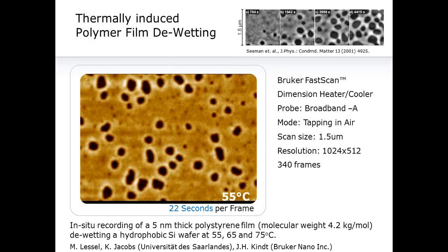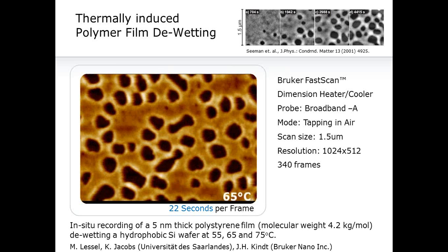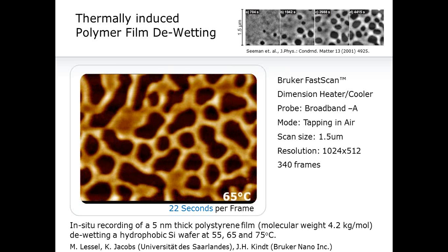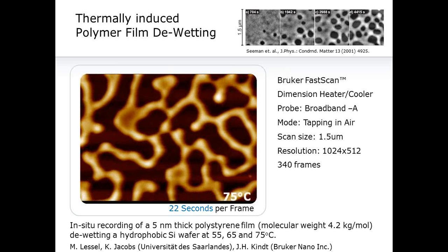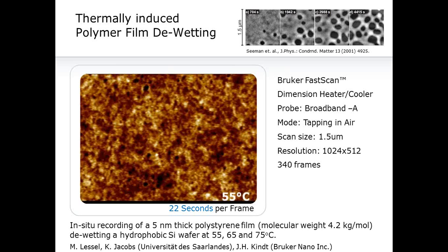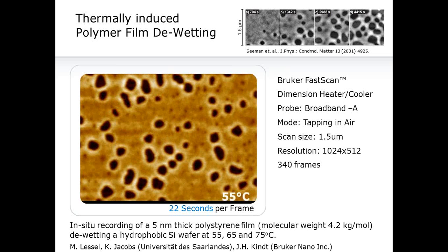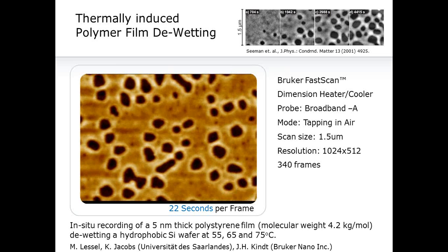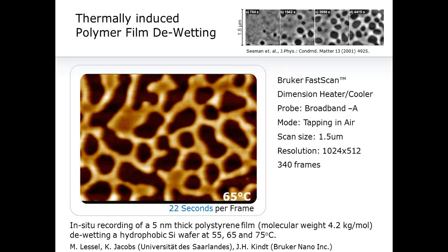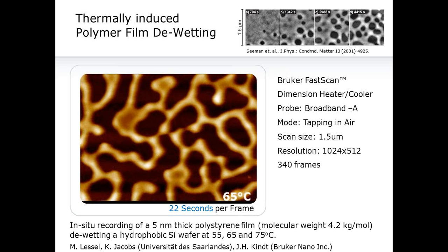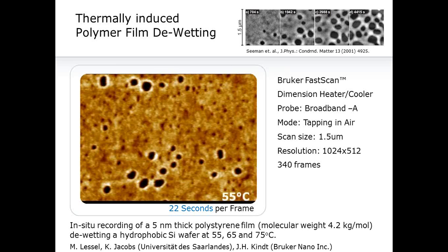We will now look at some examples of imaging nanoscale processes. This is enabled by the AFM's ability to image native sample surfaces at high resolution while controlling the physical and chemical sample environment. This movie shows the de-wetting of a 5 nanometer thick polystyrene film from a hydrophobic silicon surface. The process is heat-driven. The experiment was performed using the Dimension FastScan in conjunction with the Dimension heater-cooler.